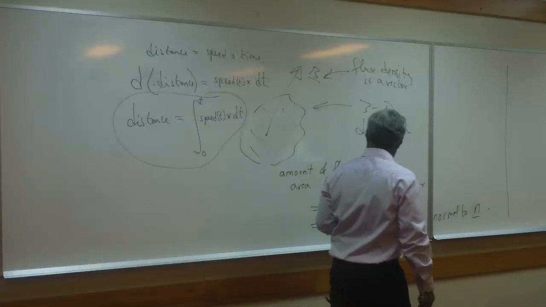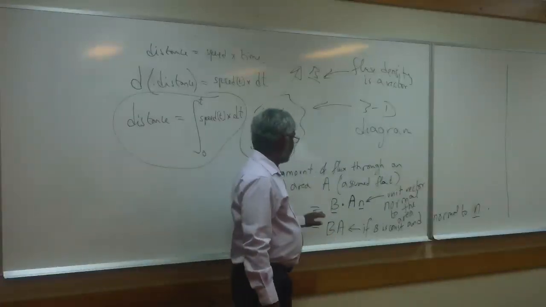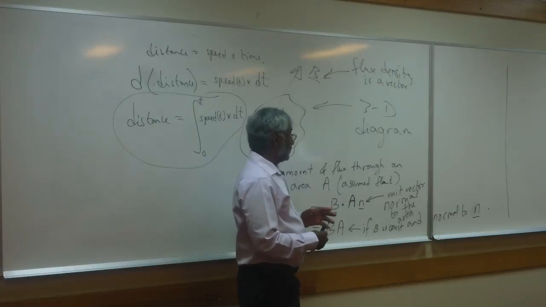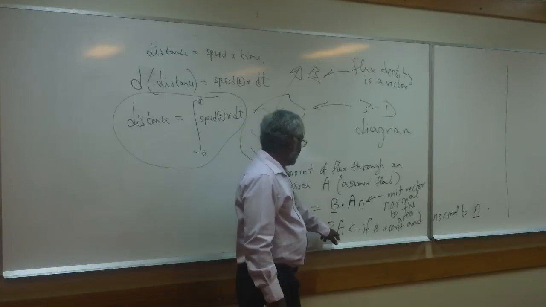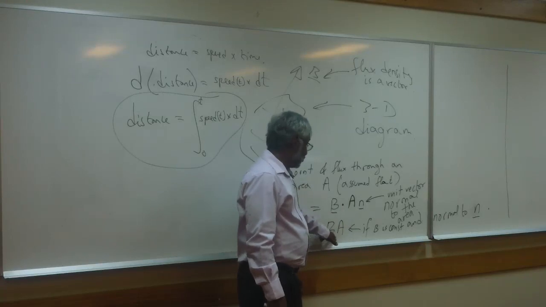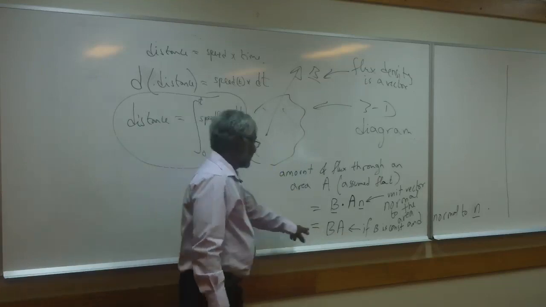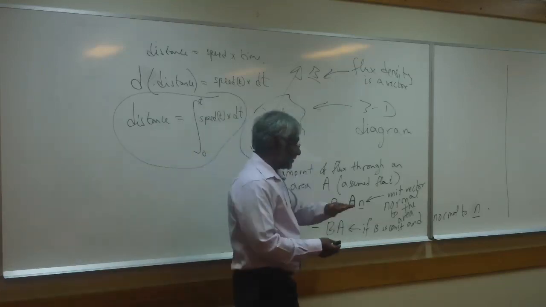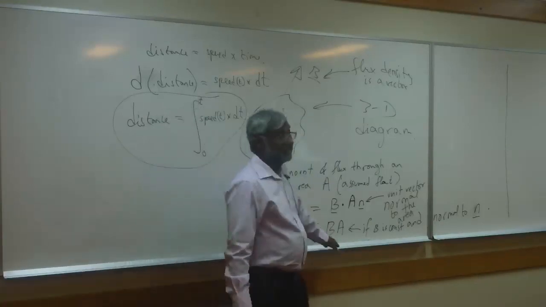So remember then, while I'm saying amount of flux equals flux density times area, there are two things to remember. One is that normally you would do this as a dot product, not as a normal product. And secondly, if flux density was different in different places on that area, then you would have to do an integration and not a straight multiplication.